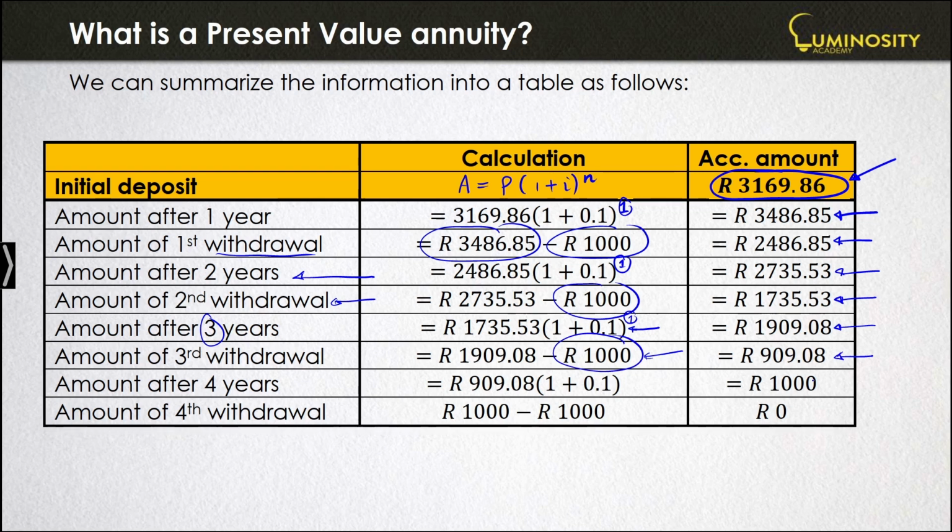Now that is how much money he has after the 3rd year. Then to the 4th year, it's going to accrue 1 more year. So that's that last interest payment there. And that money grows to 1,000 Rand. And then he's going to finally withdraw that final 1,000 Rand and he has 0 Rand left.